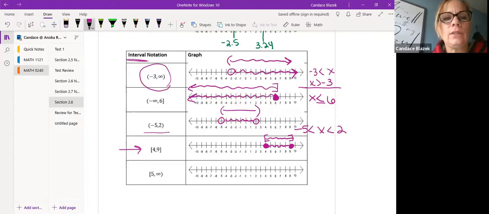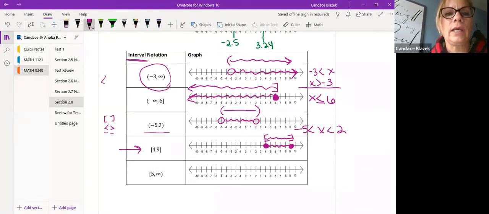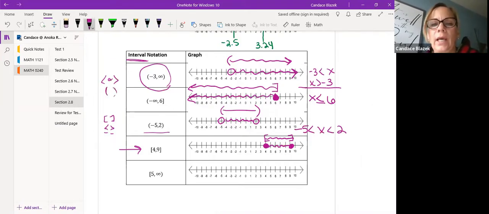Now, the less than or equal sign and greater than or equal sign go with the square brackets. When it is strictly less than or greater than, those go with the curve brackets. So here, when we include 4 and we include 9, my compound inequality would be 4 is less than or equal to x is less than or equal to 9.